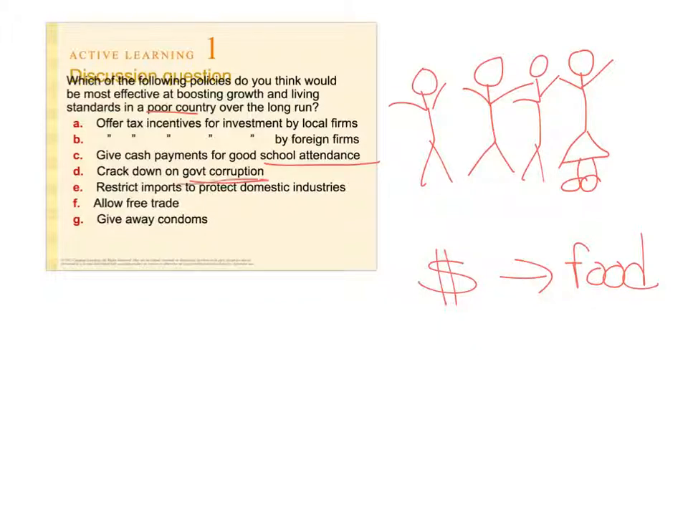Also, a lot of these countries have a lot of corruption, and corruption is not necessarily viewed as a bad thing. It is viewed simply as a way of life. So again, just some different ideas. There's no right answer here, just something to get you thinking about what would be the best way to spur economic growth in a developing nation.